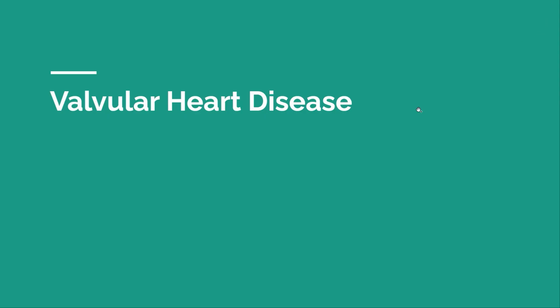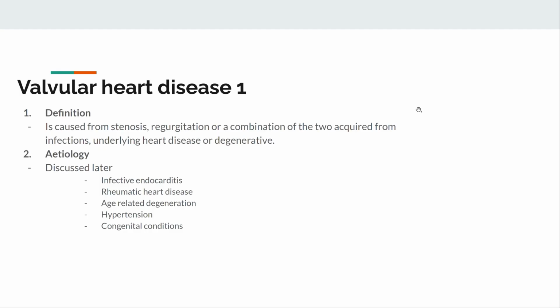So now we're going to discuss valvular heart disease. Valvular heart disease is defined as being caused from stenosis, regurgitation, or a combination of the two, acquired from infections, underlying heart disease, or a degenerative process. So essentially it's stenosis or regurgitation at the various heart valves that we have, which I'll discuss individually in a moment. The etiology of these is discussed a bit later.